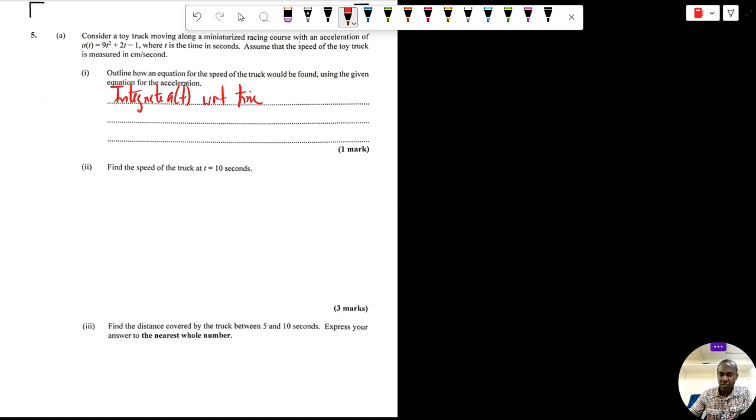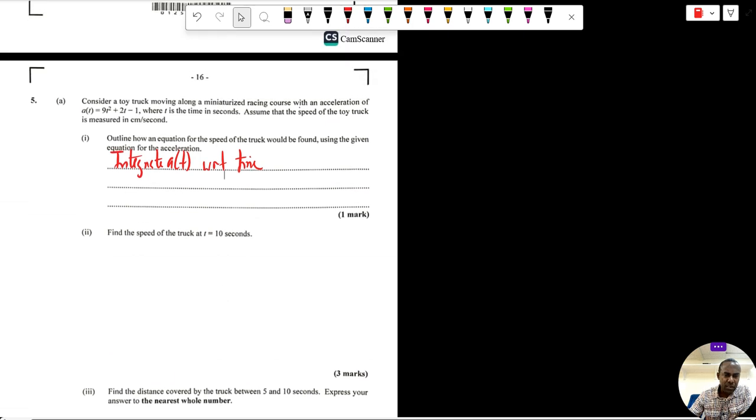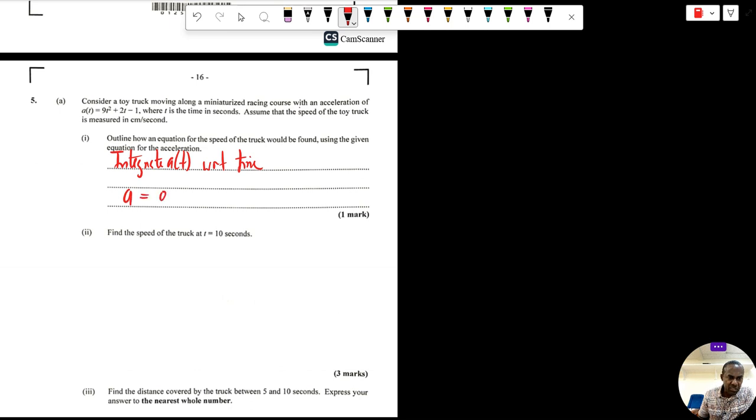So yes, that's essentially what you need to do, all they gave us is the acceleration formula. They didn't give us any initial conditions as yet. So you basically integrate a of t with respect to time, because what do we know? We know that acceleration a is equal to dv by dt.